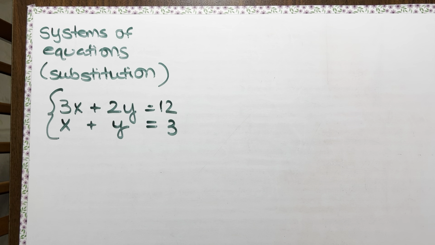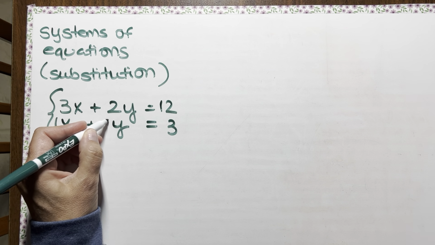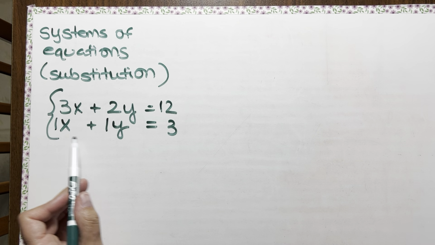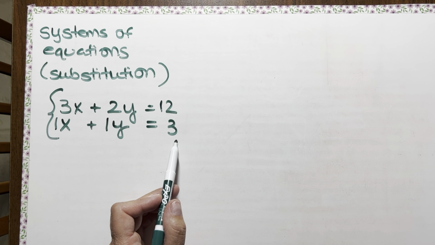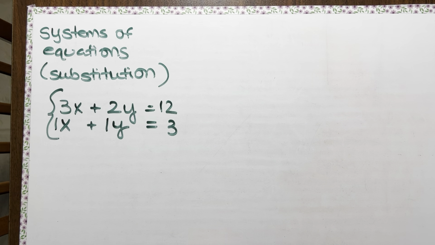And in general, if you are required to use substitution to solve a system, you want to choose an equation where at least one of your variables has a coefficient of 1. In this case, our second equation has a 1x and a 1y. This equation is going to be the one that I want to substitute into the other equation.